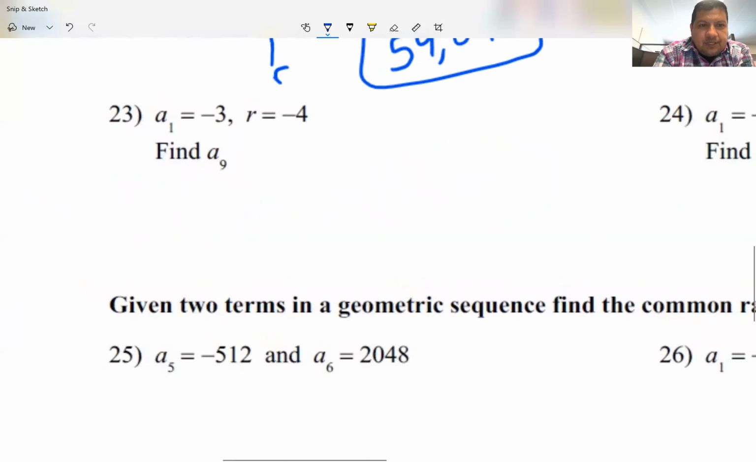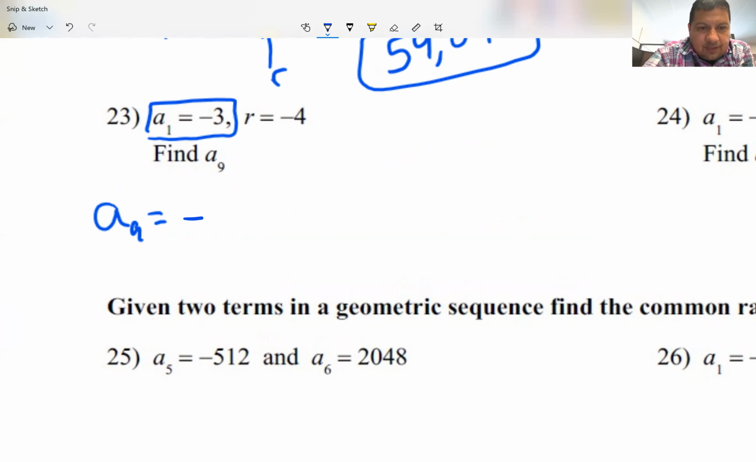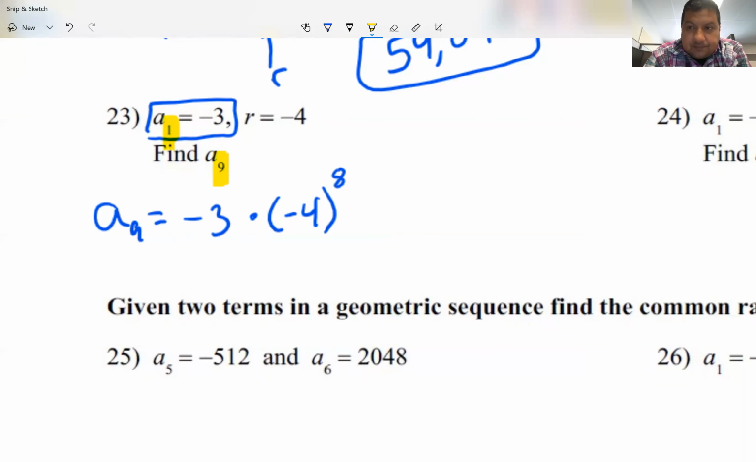All right, let's take a look at number 23. I need to find my 9th number on the list. I'm going to start with -3, the number I give you, and multiply this by my ratio. My ratio is -4. In this case, I'm going to multiply my ratio 8 times. How do I know it's 8 times? Because I subtracted my little subscripts, 9 minus 1. All right, so let me find out what -4 to the 8th is.